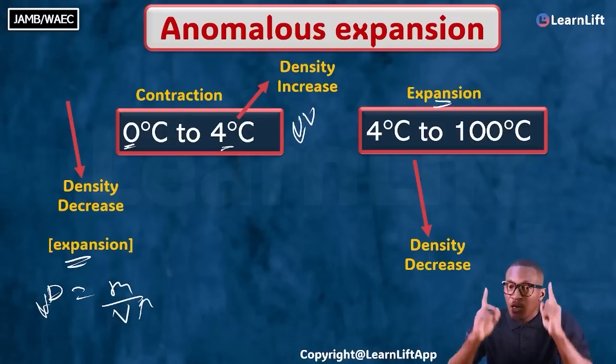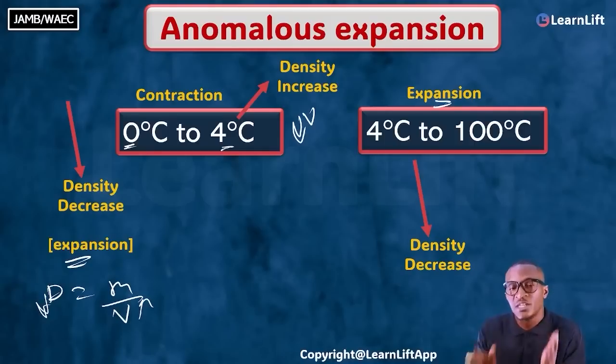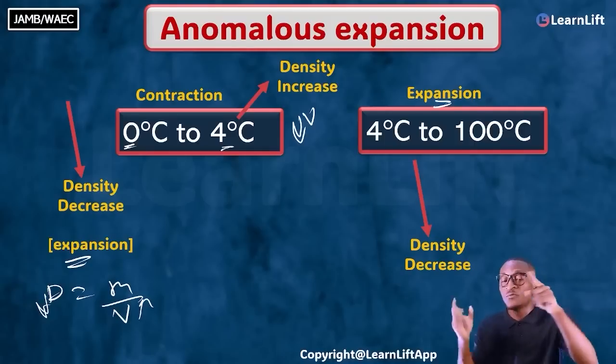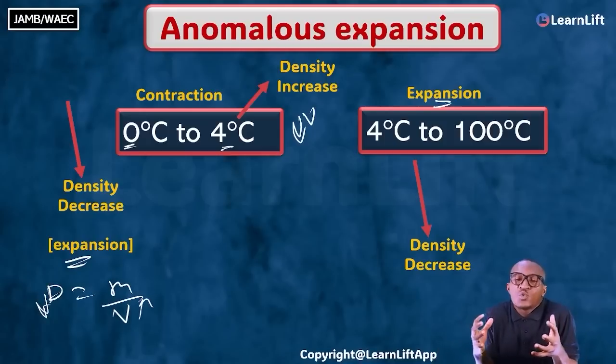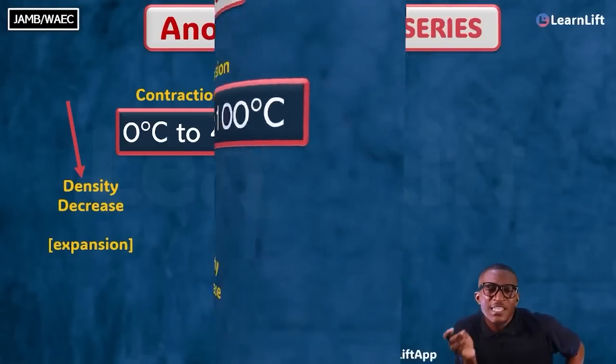So at 0 to 4 degrees, what happens? Density increases. Because density will increase, volume will what? Will decrease. And because density is increasing, volume is decreasing, we call that what? Contraction. Normally, water is supposed to be expanding. At that point, it is what? It is contracting.